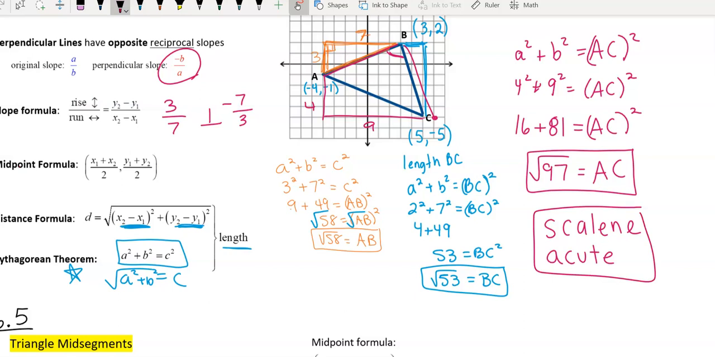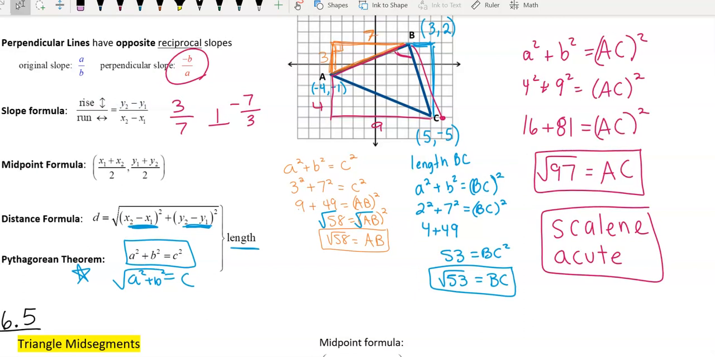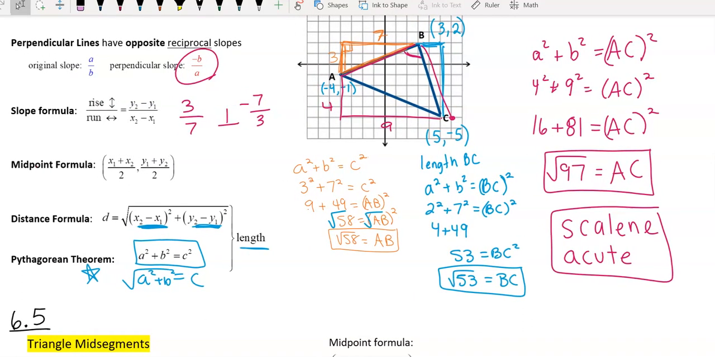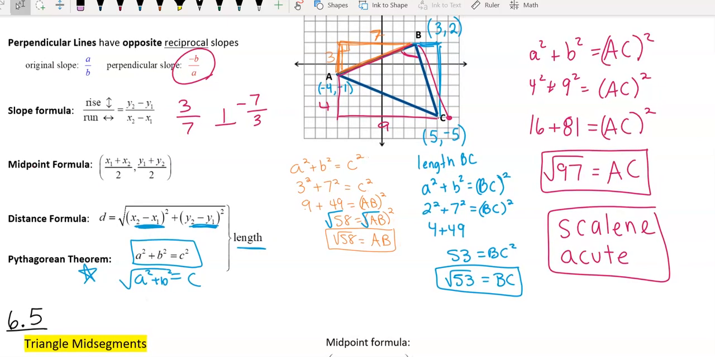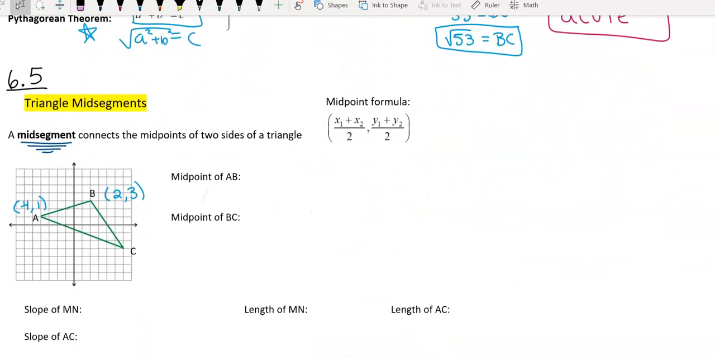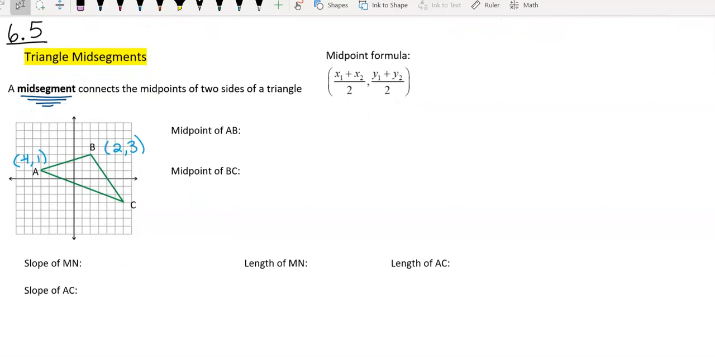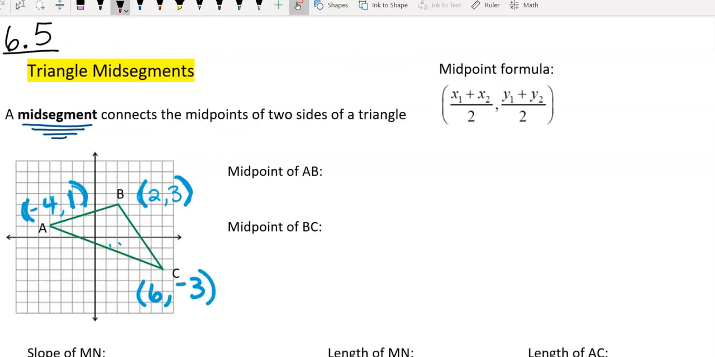So that's just a quick kind of review of all of those things that you learned last year. And now we're going to move on to triangle mid-segments. Okay, so this is going to be in chapter 6 in your book. I'm going to give you a minute to write all of that down, and then we'll fill in the blanks. Okay, in 6.5, we start talking about triangle mid-segments.